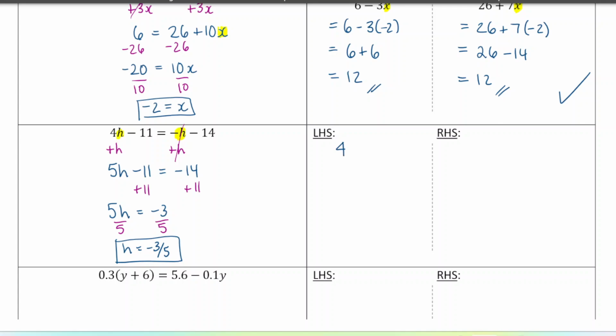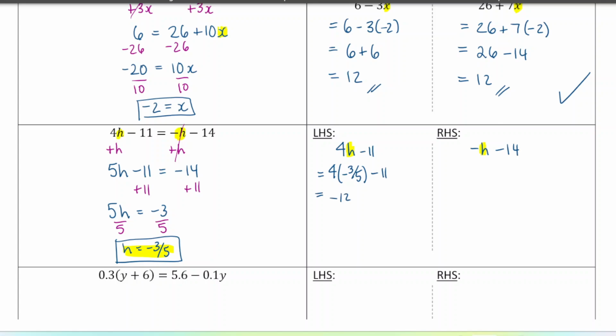Okay, so again, you can try this on your own if you want to pause the video here and try it. But we're basically going to substitute what we believe h is equal to, negative 3 over 5, on the left-hand side and make sure it's equal to the right-hand side. So I'll have 4. I'll do the left-hand side first.